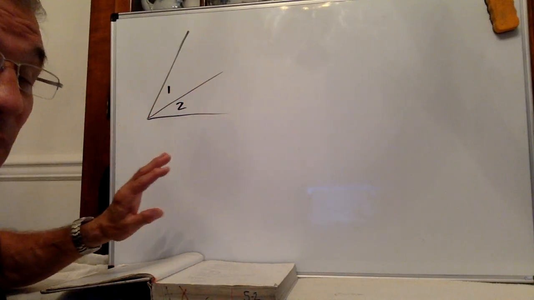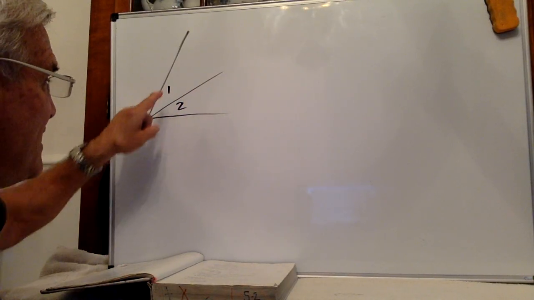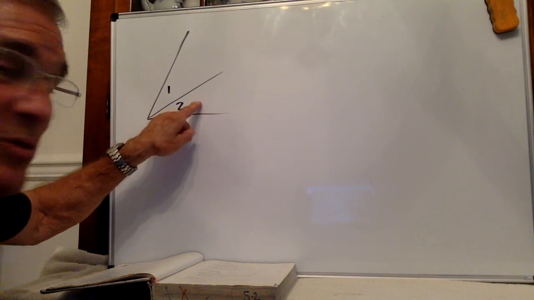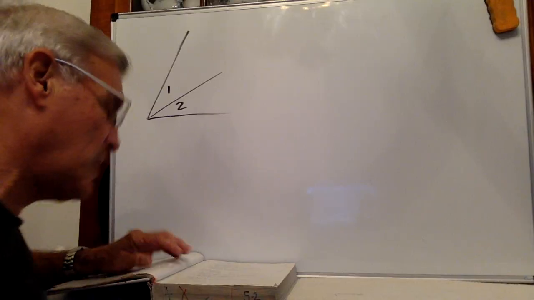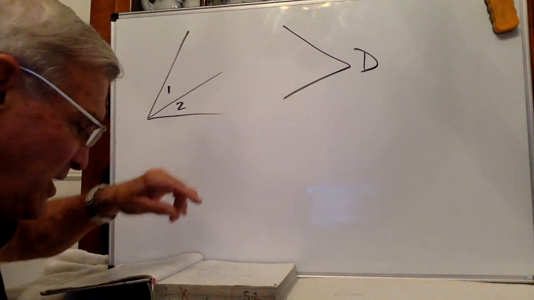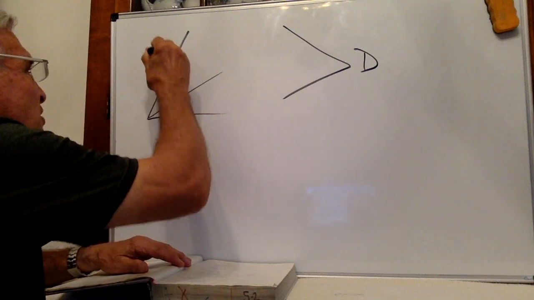And again, anytime you have multiple angles at a vertex, they number them. When I talk about angle 1 now, there it is. When I talk about angle 2, there it is. There's no confusion. And then over here was angle D. And I can talk about angle D because there's only one angle in this figure.